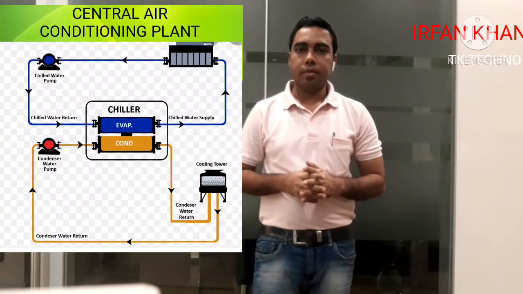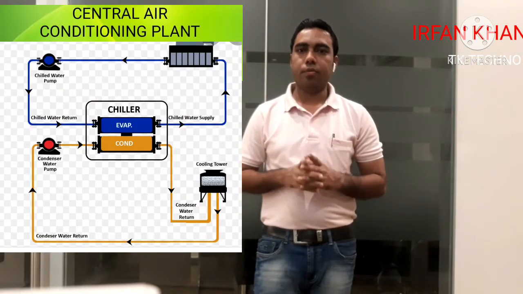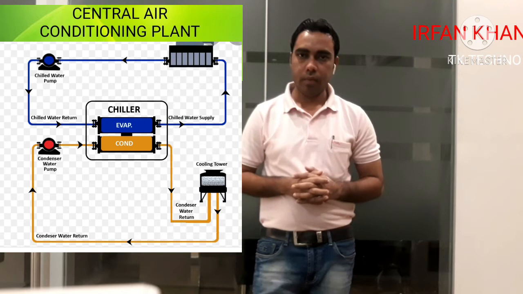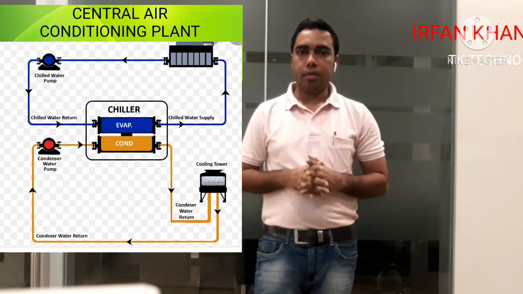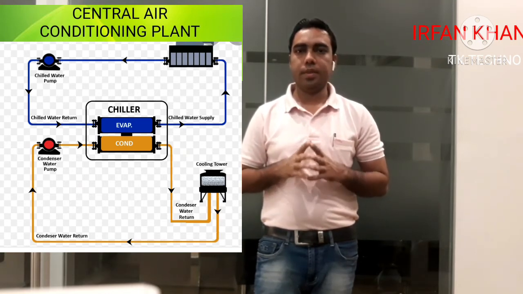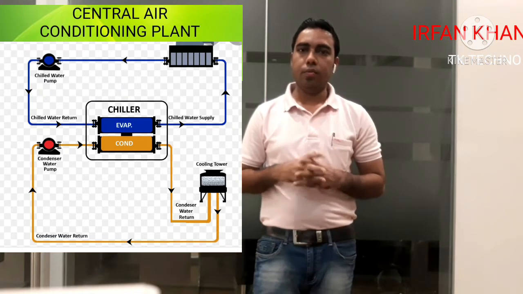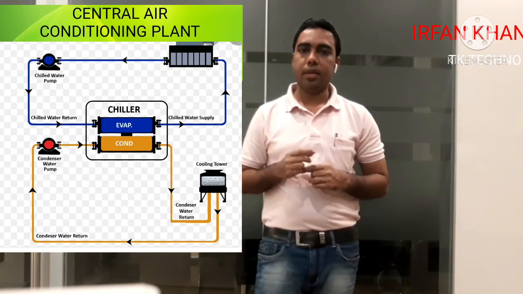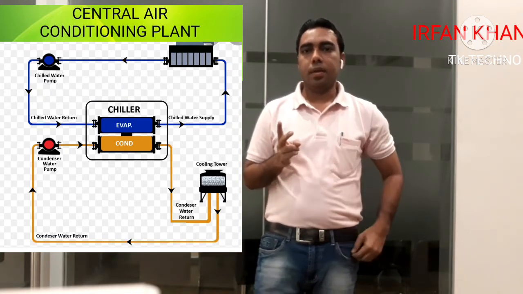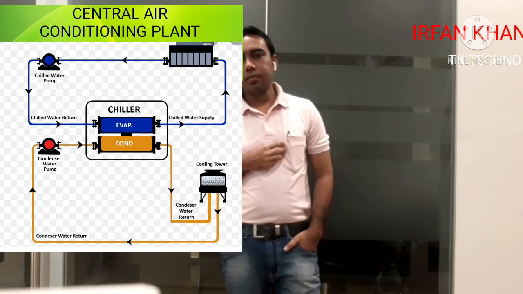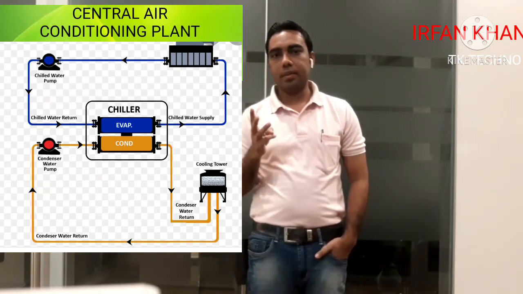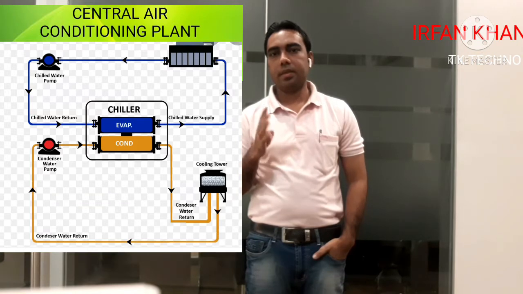Today we will discuss central air conditioning plant with chilled water system. In chilled water system there are four basic cycles. One is refrigeration cycle, the second one is condenser water cycle, third is chilled water cycle, and the fourth is air cycle.